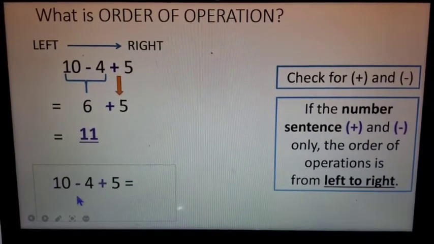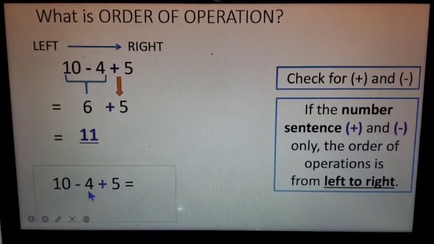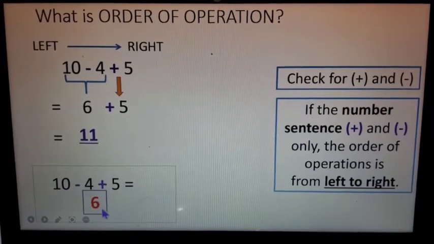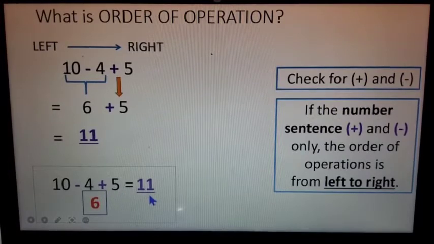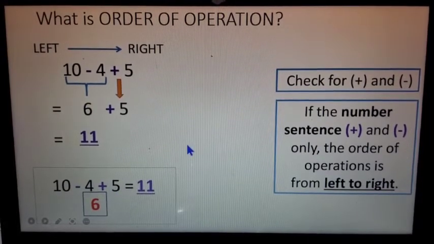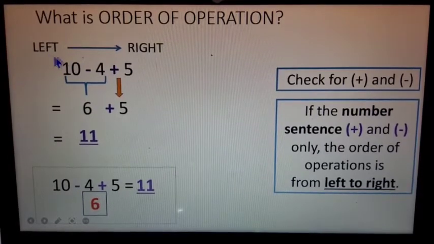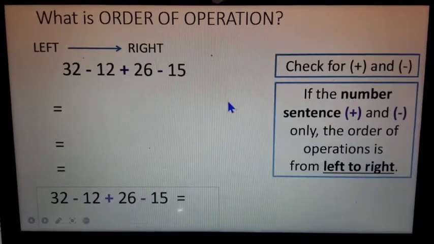Alright, another way, again from left to right, because there is only minus and plus in it. So we can start from the left. 10 minus 4 is 6, and then from the 6 you add 5 again and you got 11. Alright, so that is the process of going from left to right, because there is only plus and minus in it. So we must start from left to right.